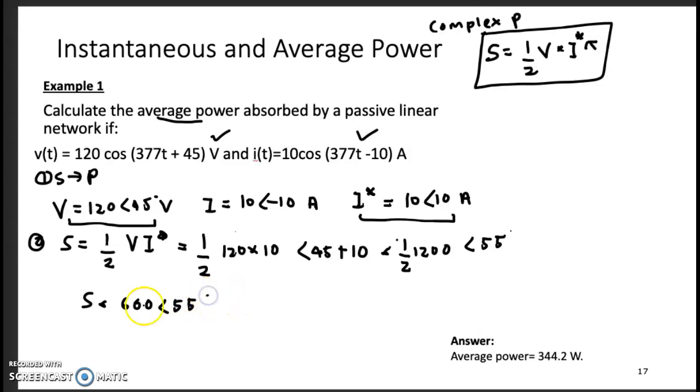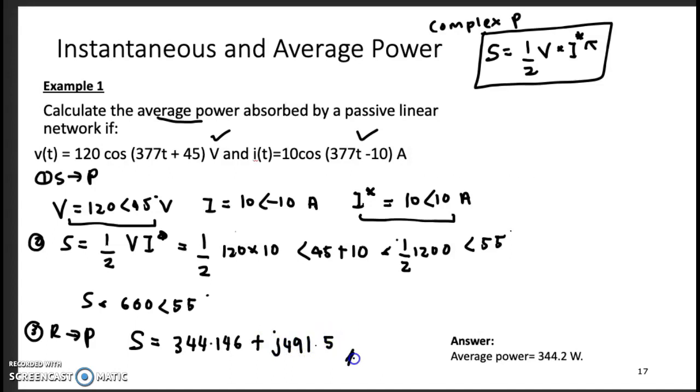Okay, you can't extract if it is still in the polar form. So step number 3, change polar to rectangular. So what is the rectangular form? S equals 600 angle 55, or you can just use your calculator to skip the step. So it becomes 344.146 plus j491.55. Okay, so this is the complex power.